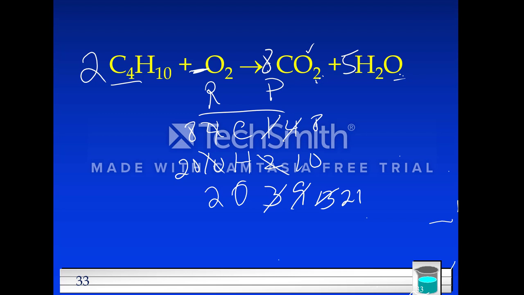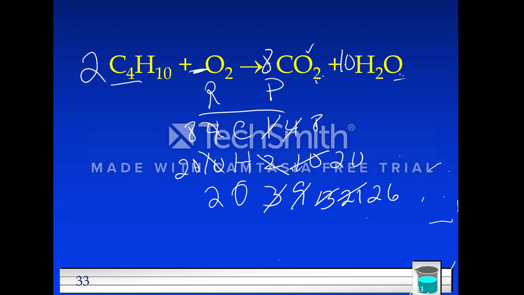But my hydrogens are messed up. I want that to be 20 hydrogens. So I need to get rid of that 5. What number has to go in front if it's 20 hydrogens? What number needs to go in front of H2O? Yeah, it's 10, right? That gives my 20 hydrogens, and I get 16 and 10, 26.